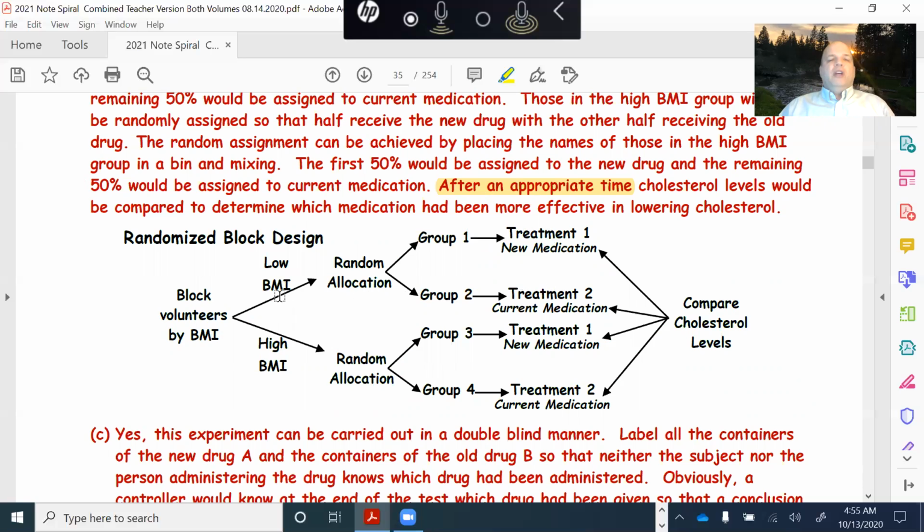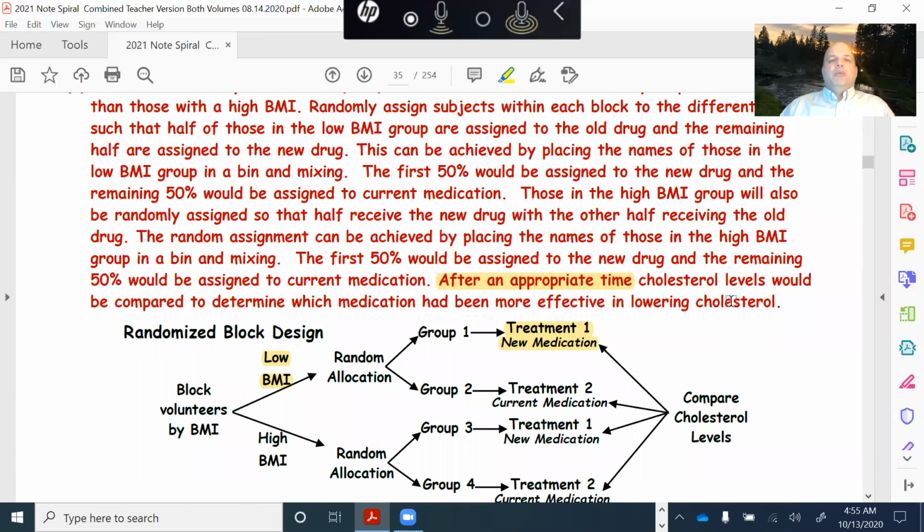So I want to break this down real quickly. We have a low BMI with new medication and a low BMI with the current medication. We have a high BMI with new medication, and high BMI with the current medication. So I have 1, 2, 3, 4 treatment groups. I happen to have two explanatory variables. One was the blocking variable where I blocked by BMI. The other was the medication variable. So those are my two explanatory variables. My response variable is comparing treatment groups.